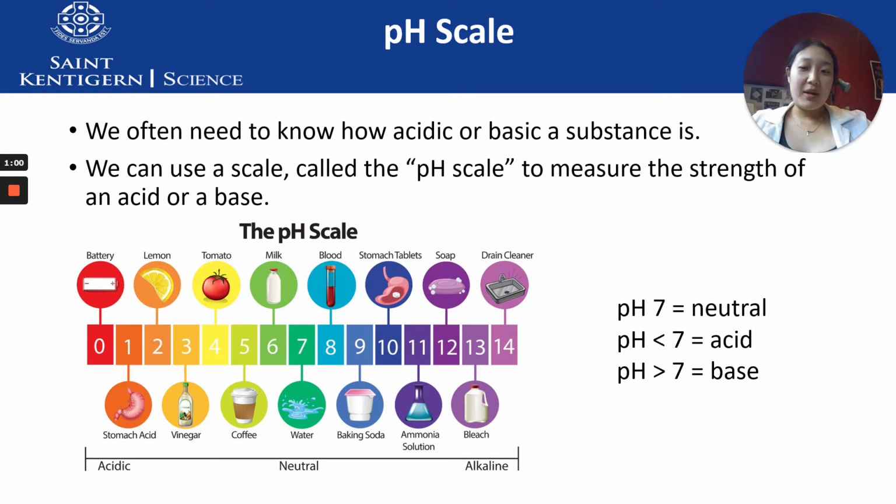Substances that have pH less than 7, they are acidic, so they are acids. And substances that have pH greater than 7, they are basic, and they're bases. And we have some examples on the slide, and you can have a look at that. You might be wondering what alkaline means. Alkaline is another word for base.